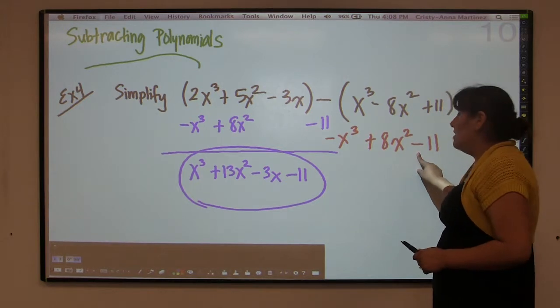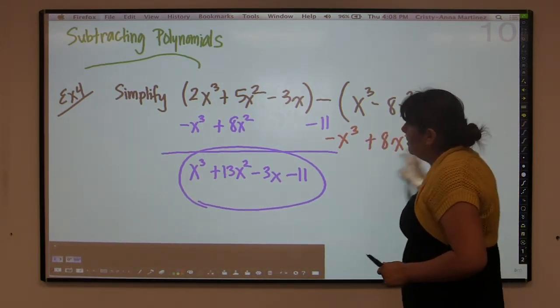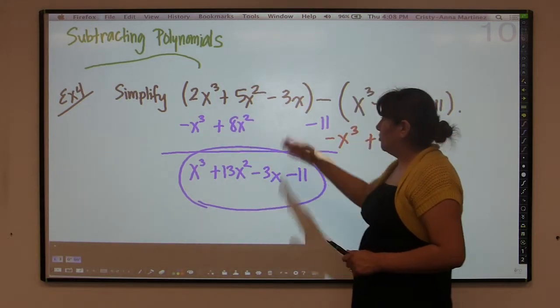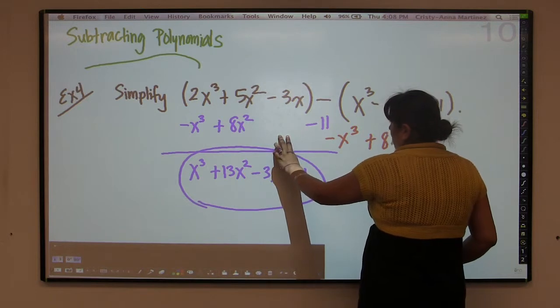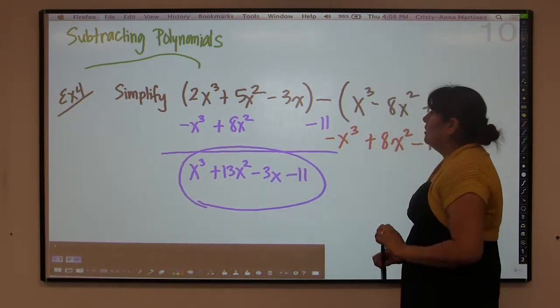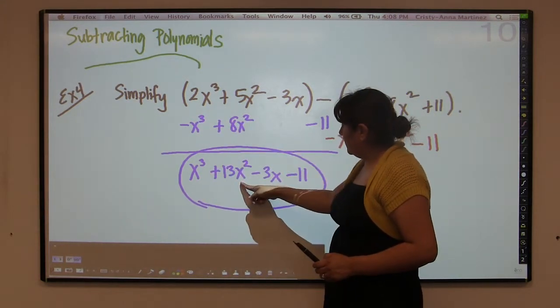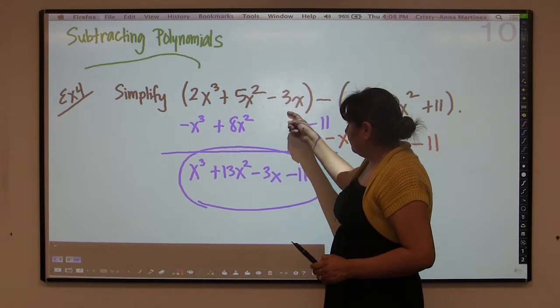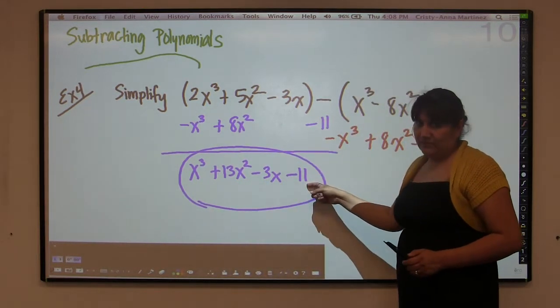That's the red part. Then I went ahead and I put the result of what I got here underneath the corresponding terms. And so keeping in mind that there was no x term to combine here, and there was no term to combine with the constant either. So you combine the 2 and the negative 1, you got 1, 5 and 8 and 13, but there was nothing to combine with the negative 3x, so it stayed negative 3x, and nothing to combine with the negative 11, so it stayed negative 11.